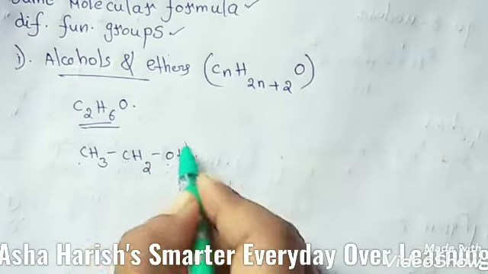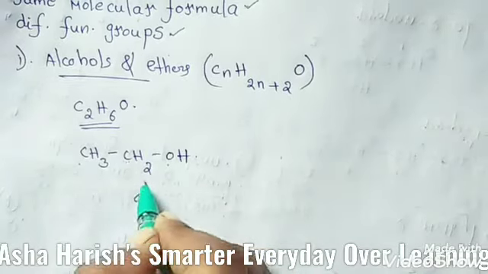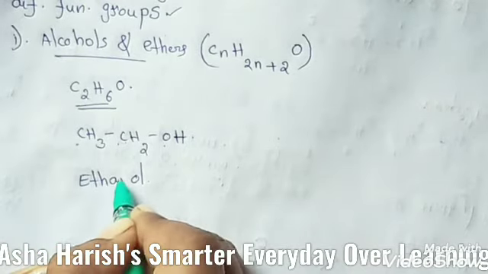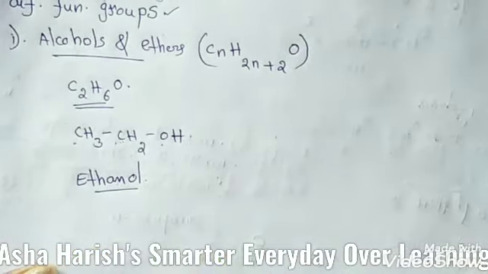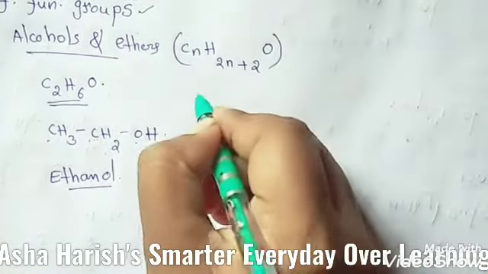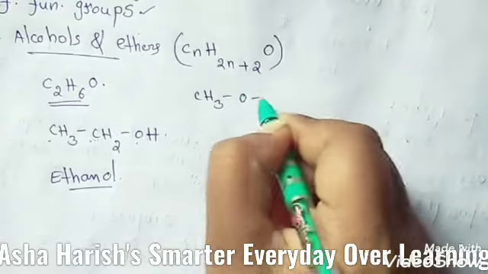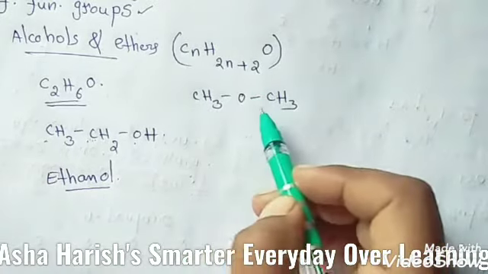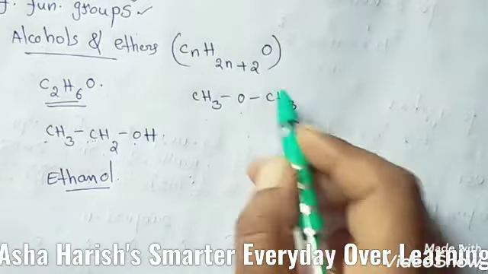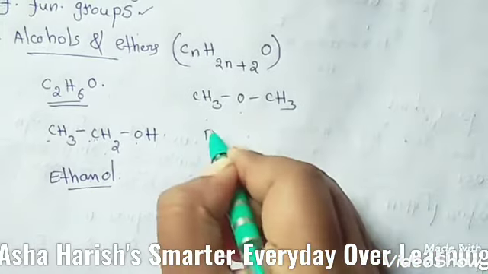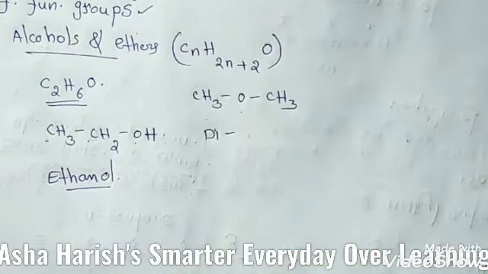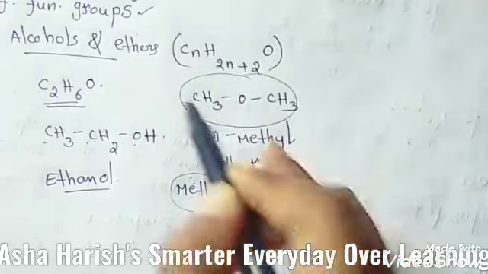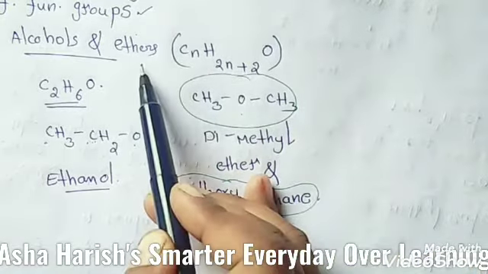This is OH, the alcoholic group, then the suffix is OL, and 2 carbons means ethane, so the name is ethanol, nothing but ethyl alcohol. Then if I write the next example here, CH3OCH3. This is the main structure for ethers, ROR dash. This is called dimethyl ether, and the name is methoxymethane. This is about the functional isomerism, the first type, alcohols and ethers.